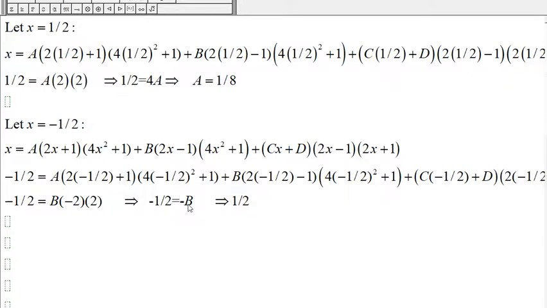See, negative 2, let's go back to this part. Negative 2 times 2, that's negative 4. And then dividing by negative 4, B will be 1/8.